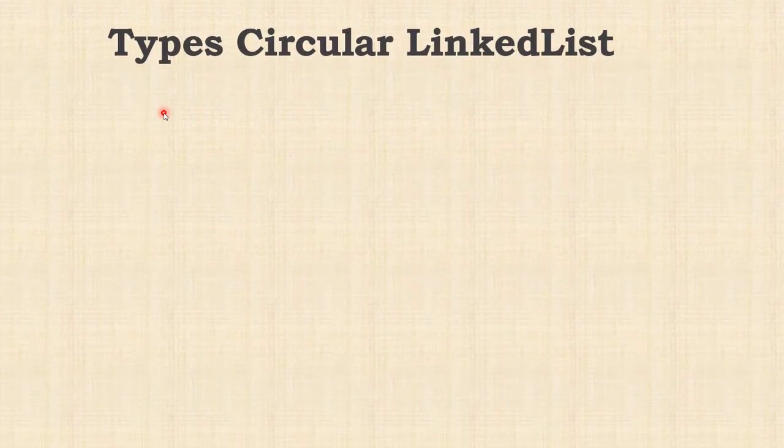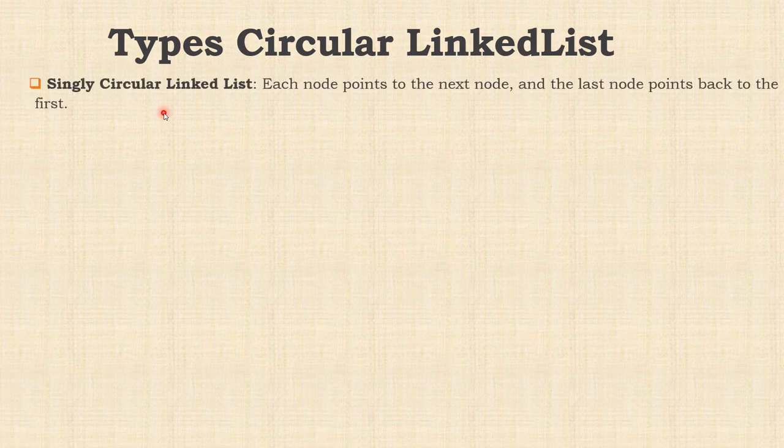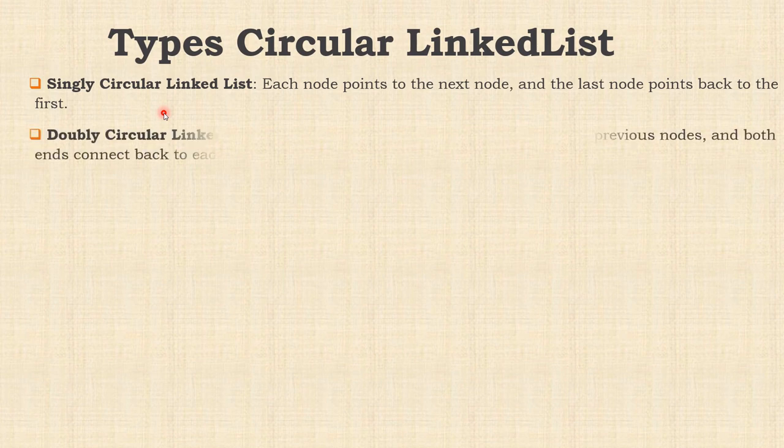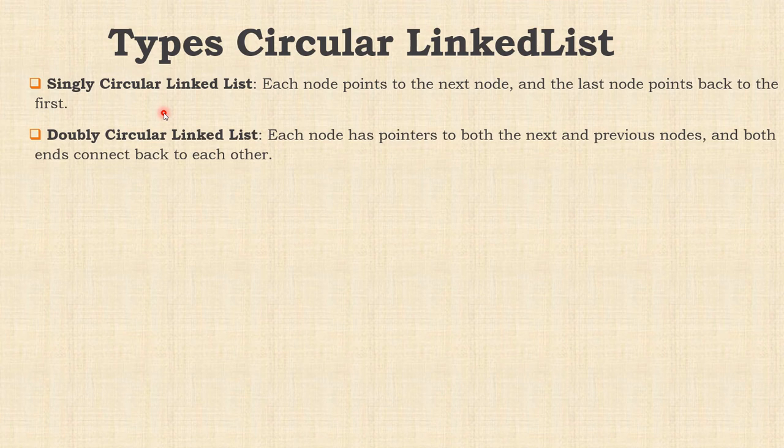So types of circular linked list. We can implement circular linked list with the help of singly linked list, and we can implement the circular linked list with the help of doubly linked list. So these are the types of circular linked list: singly circular linked list and doubly circular linked list. So you know the singly linked list and doubly linked list. In singly linked list it points to the address of the next node, and in doubly linked list each node points to the address of your next node and previous node.